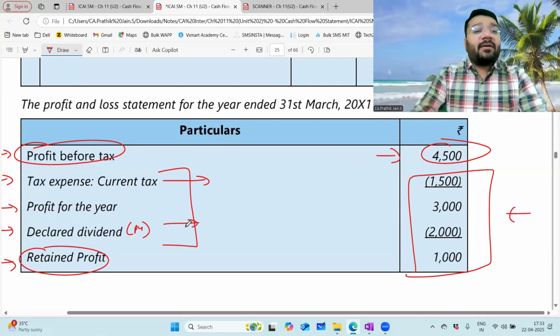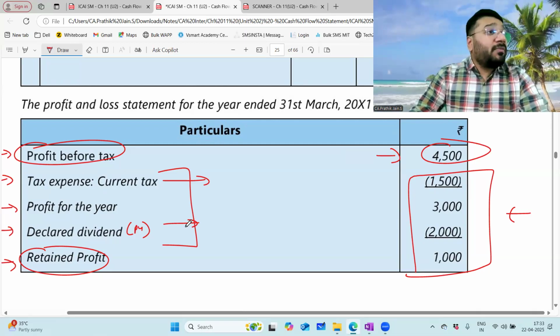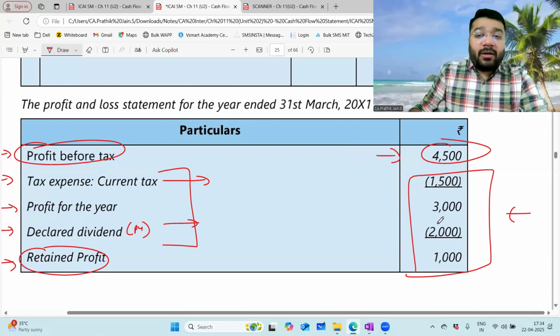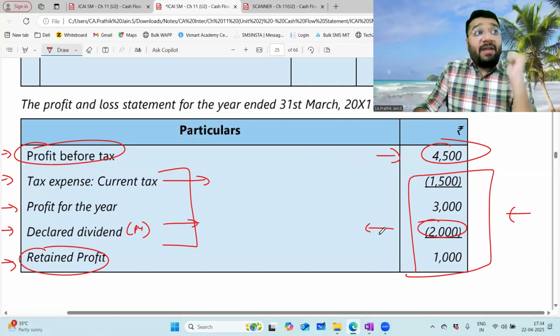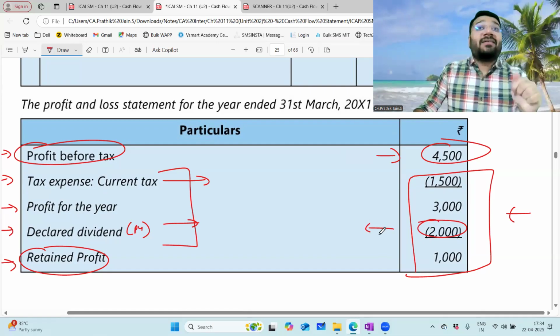Dividend declared during the year. When should it be paid? Next year. This 2000 dividend is what? When does this entry come here? 2000, if amount is deducted, when is this entry passed? In the current year.